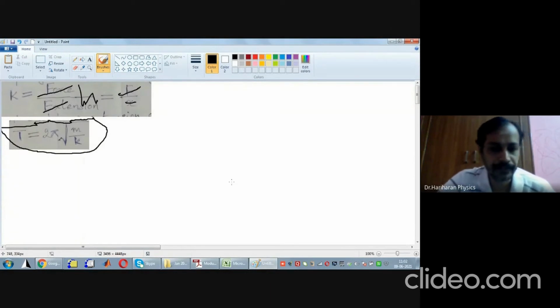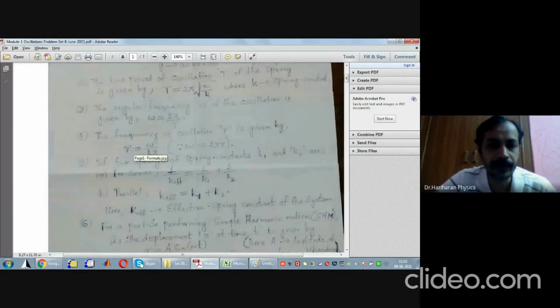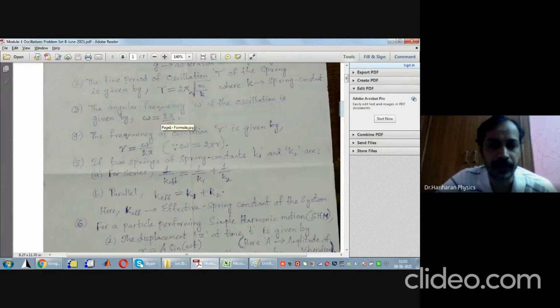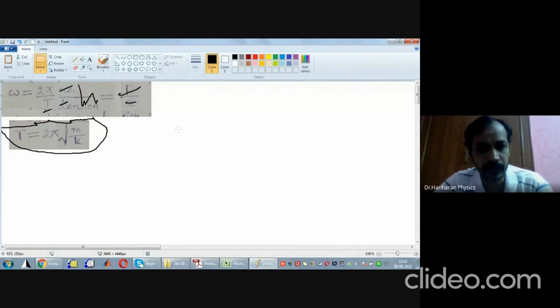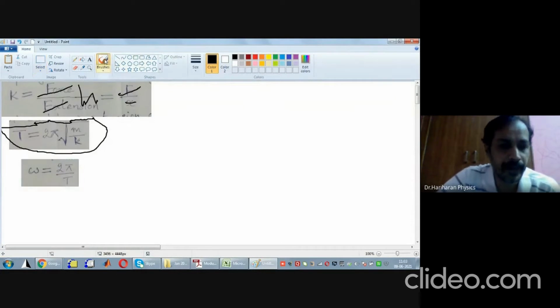Okay, next, look here, what is the third formula? The third formula is the angular frequency omega of oscillation. The angular frequency omega of a simple harmonic motion is equal to 2 pi divided by time period, or it will be equal to 2 pi into linear frequency, 2 pi into f or 2 pi into nu, in whatever way we denote the linear frequency. Okay, so therefore this will be our third formula.